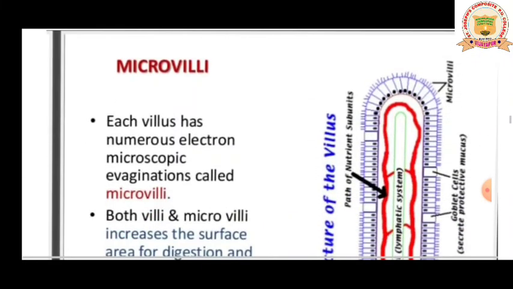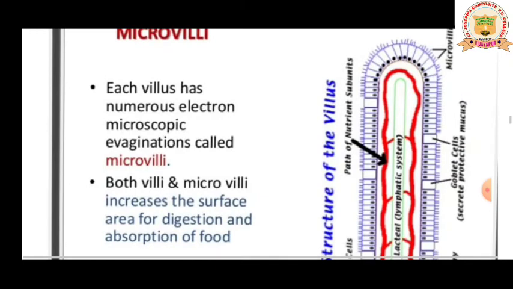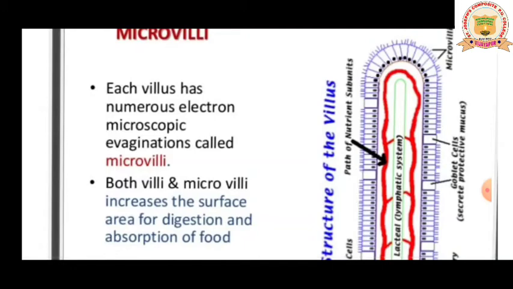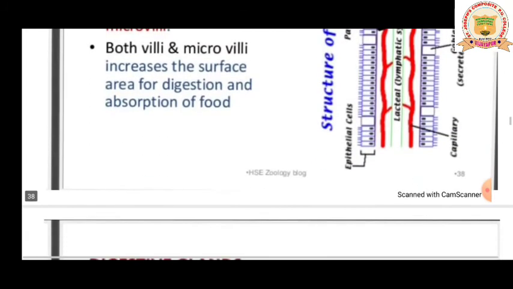Fine. So what is the work of the microvilli? Each villus has numerous electron microscopic evaginations. We call them microvilli. Both villi and microvilli increase the surface area for digestion and absorption of food. So what is the function of microvilli? They are very minute structures, numerous electron microscopic evaginations, and along with the villi they increase the surface area of digestion and absorption of food.